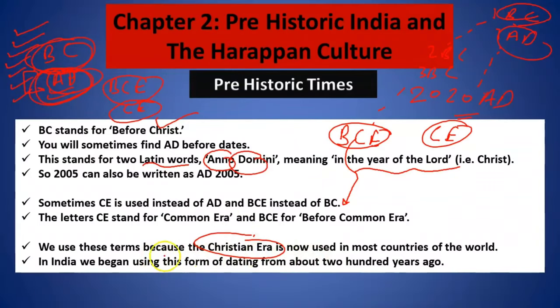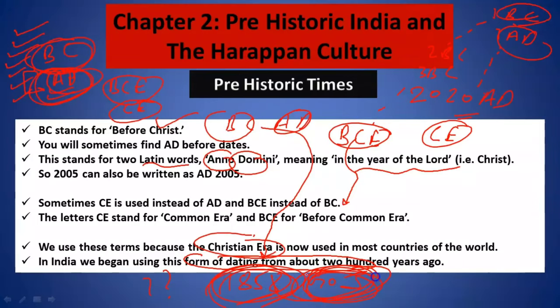That is why even in India, we started following this BC and AD sort of calendar around 200 years ago. Why 200 years ago? Because from 1858, the Government of India Act was passed, and we were actually following the rules that were laid out by the British government. I hope this is clear.